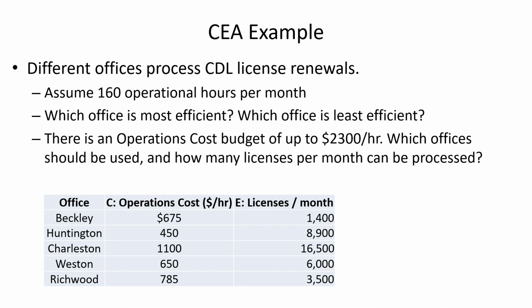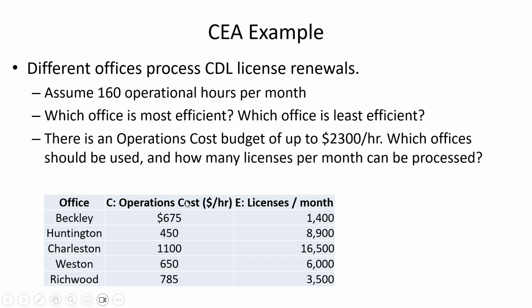So let's put this cost effectiveness analysis into an example here. I'd like just to illustrate for you one way that we could apply this technique. Let's say that here in West Virginia there are 5 different offices that process commercial driving licenses. And this is all hypothetical, by the way. But let's just say that there was an office in Beckley, Huntington, Charleston, Weston, and Richwood. And we know that each one of those offices has a certain operations cost. That might be related to the salary of the people that are working there. It may be a function of their utilities or the rent of that office.